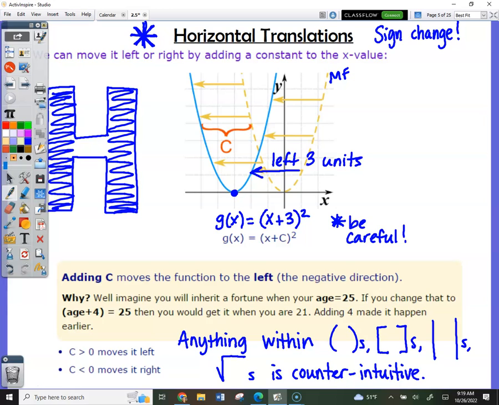Anything that is within, this is why I had you shade the vertical part of the H, anything within parentheses, brackets, absolute value bars, underneath the radical directly is going to be counterintuitive. So what you see is not actually what's happening. It's the opposite.